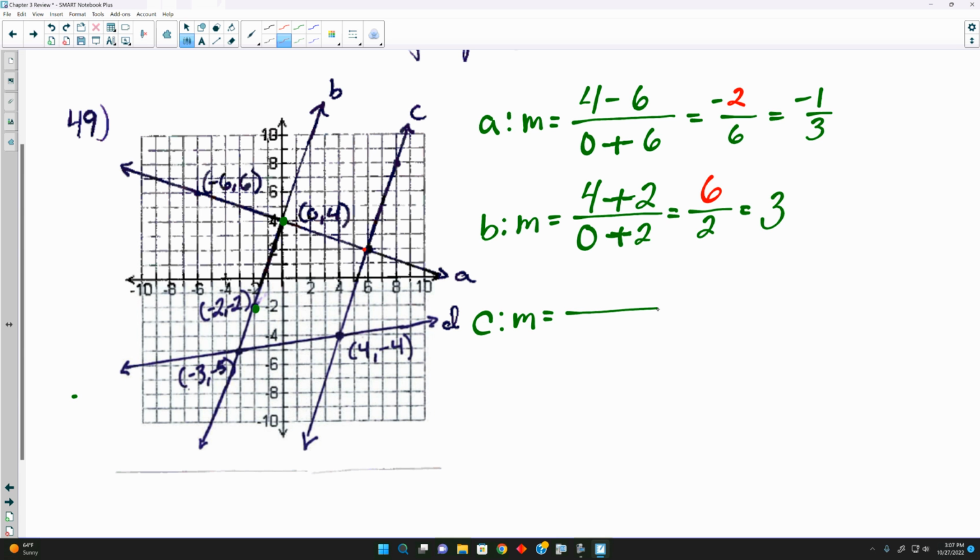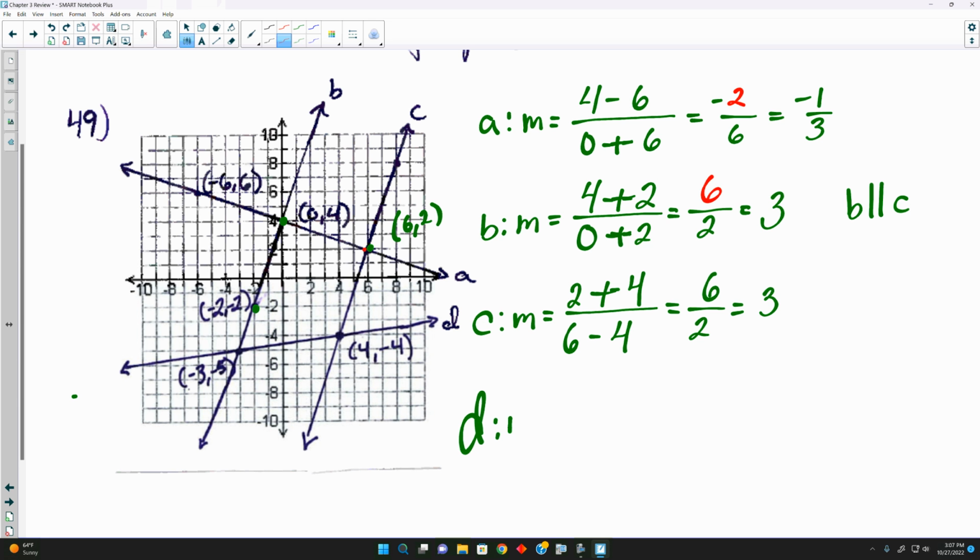C, well, we have this point here, which is 6, 2, and we have 4, negative 4. So we can say 2 minus negative 4 over 6 minus 4. Negative, negative makes a plus, so 2 plus 4 is 6 over 2, which is 3. So we can say B is parallel to C.